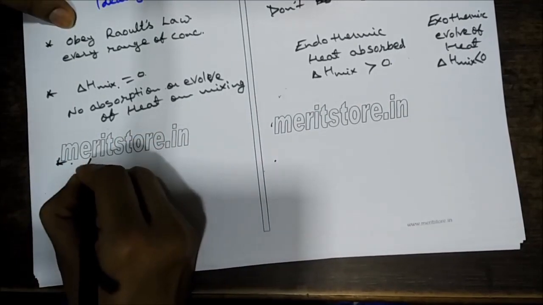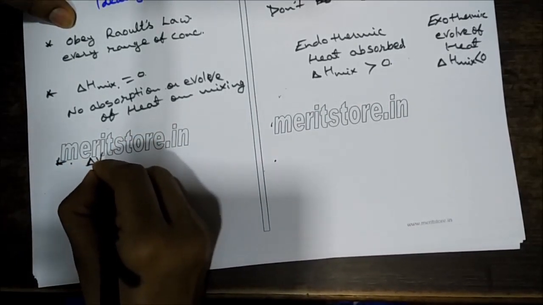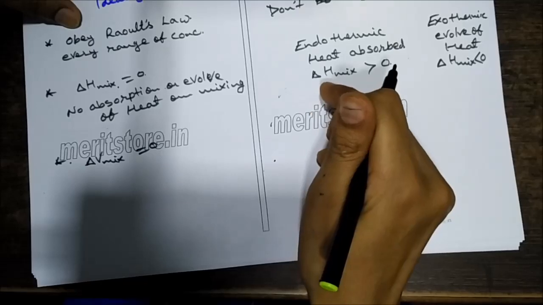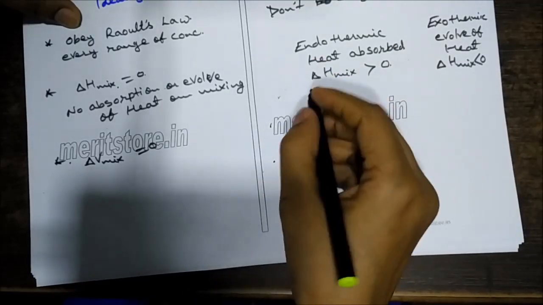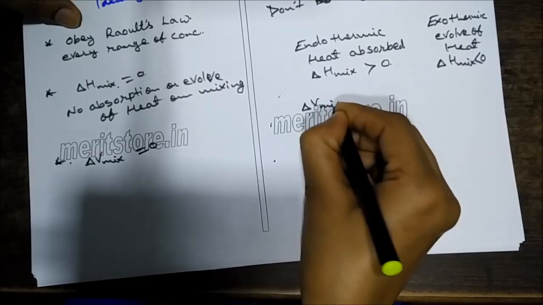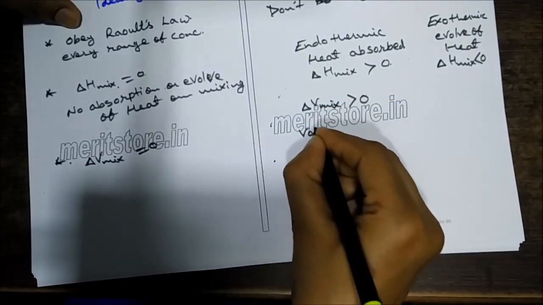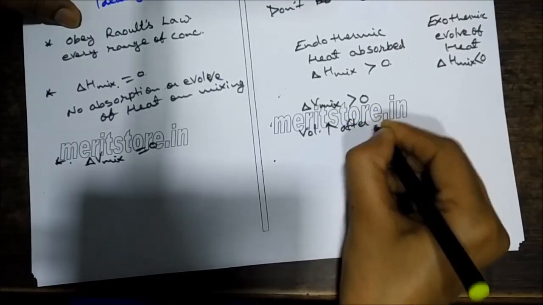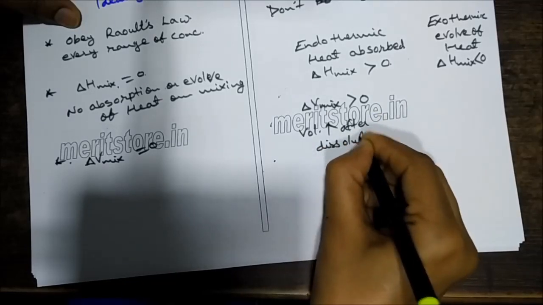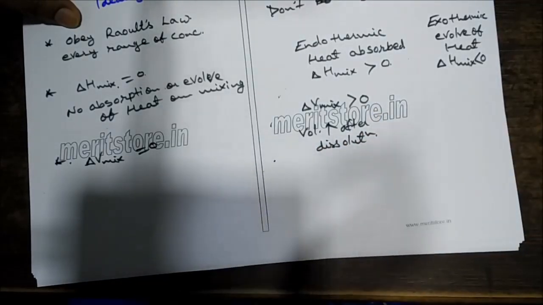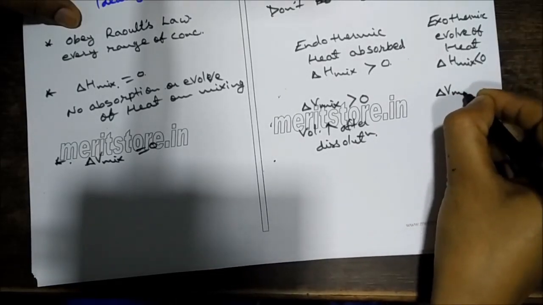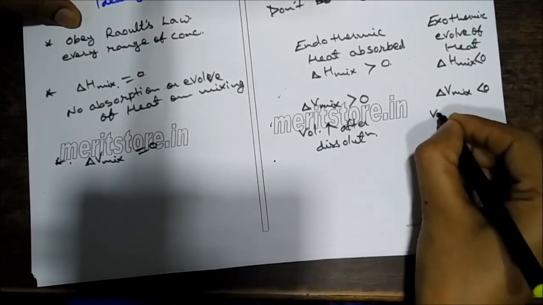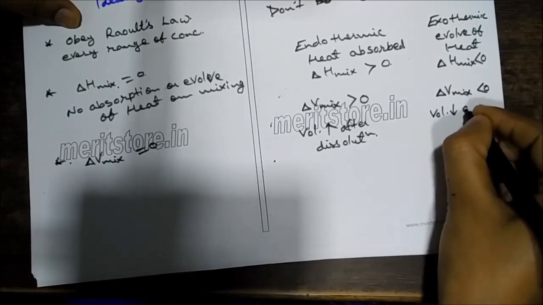The next one is change in volume after mixing is 0, while for non-ideal solutions having positive deviation, the change in volume after mixing is greater than 0, means volume is increased after dissolution. While for negative deviations, the change in volume after mixing is less than 0, means the volume is decreased after dissolution.